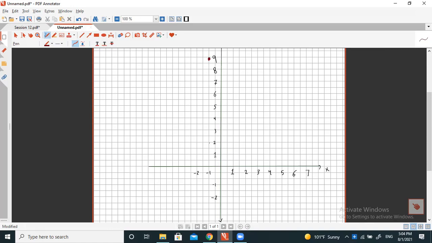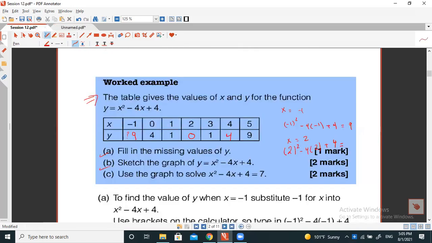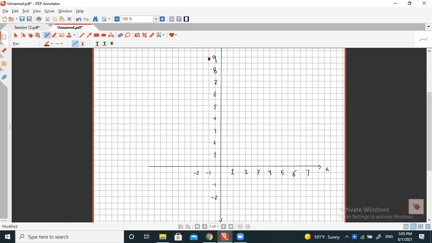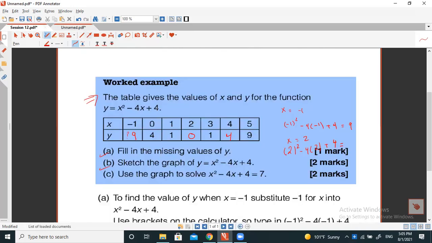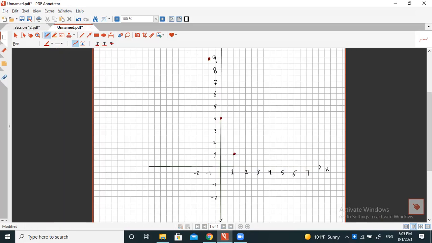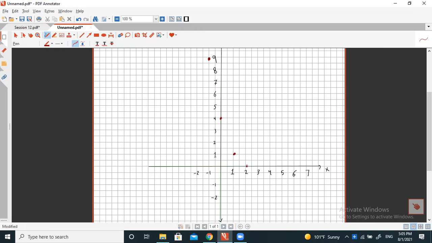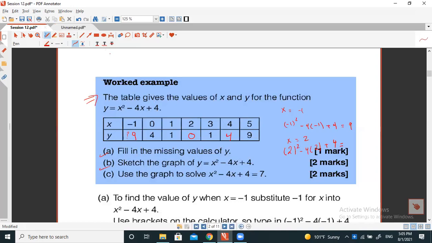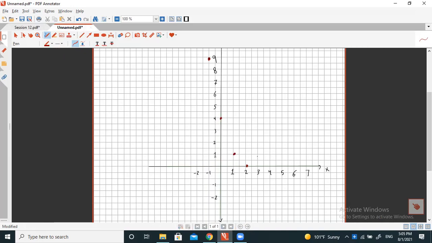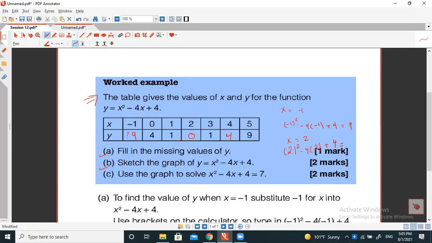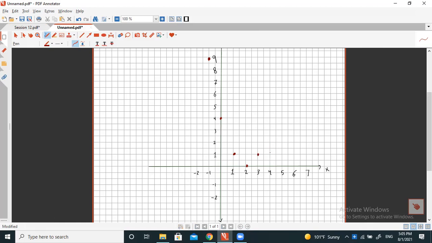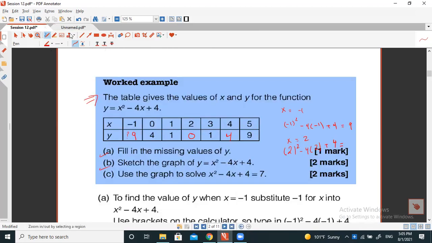And 0 to 4. 1 to 1. And 2 to 0. 3 to 1. 4, 4. And 5, 9.